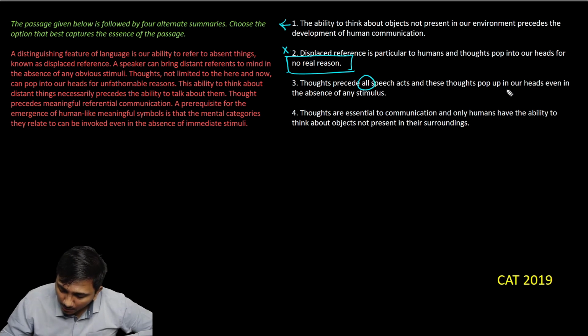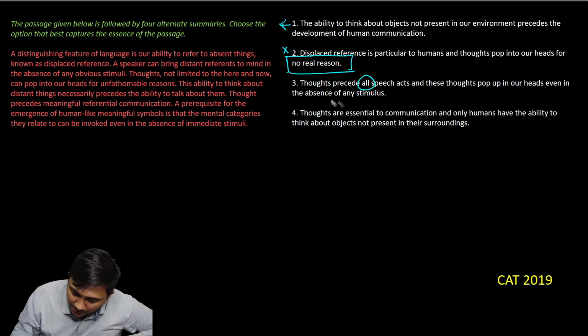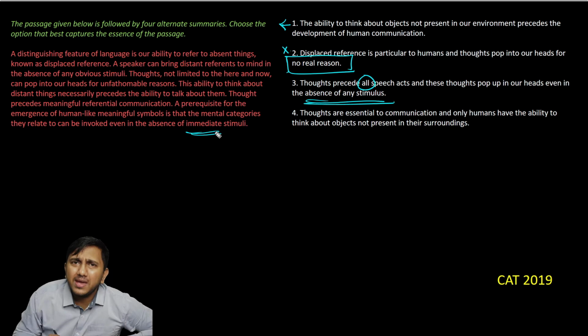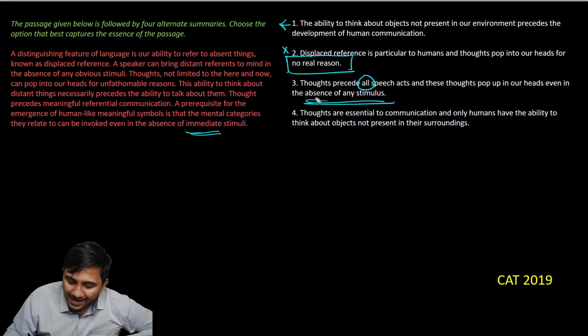And these thoughts pop up in our head even in the absence of stimuli. They did not say that. Absence of immediate stimuli. Maybe there is some other kind of stimuli. It might not be an immediate stimulus. So you cannot say absence of any stimulus. In the absence of immediate stimulus, yes, but you cannot say absence of any stimulus. So you can get rid of 3 as well.